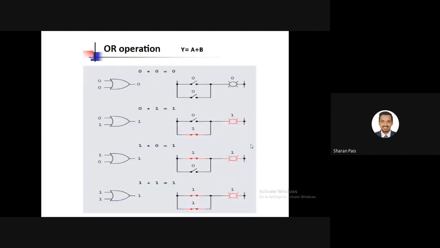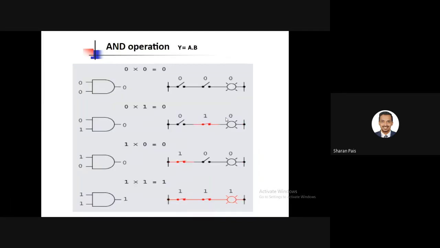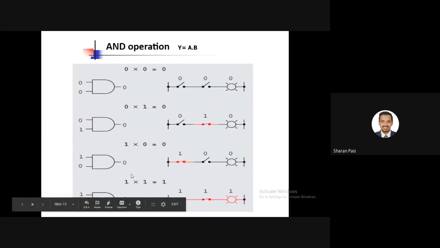Then some basic explanation about the OR operation and all, how it works. As here the example is given with respect to the bulb and the switches, normal physical switch, whatever you have. These kind of examples are there. You can go through that. The AND operation, how it works. This is the logic. This is the physical connections if you have, like your electrical connections. So these things.